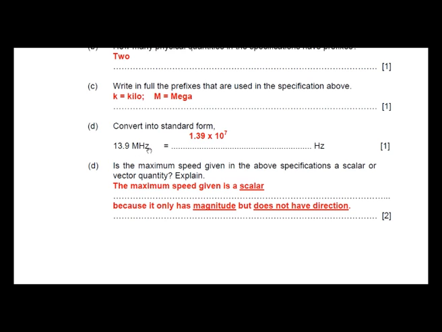By converting it, mega is 10 to the power 6, but how come over here it is 10 to the power of 7? So I'm going to show you why. 13.9 megahertz is equal to 13.9 times 10 to the power of 6 hertz. And if we move one decimal place in front, we will just write it as 1.39 times 10 to the power 7.